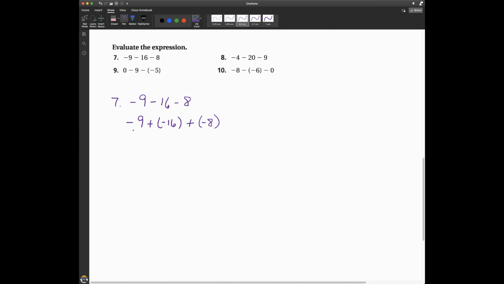Why? Because these 3 integers all have the same sign. Can you see they have the same sign? -9, -16, -8. So I can add these 3 together and keep the sign. So 9 plus 16 is 25. 25 plus 8 is 33. And then I keep the sign. So there's the answer for number 7.